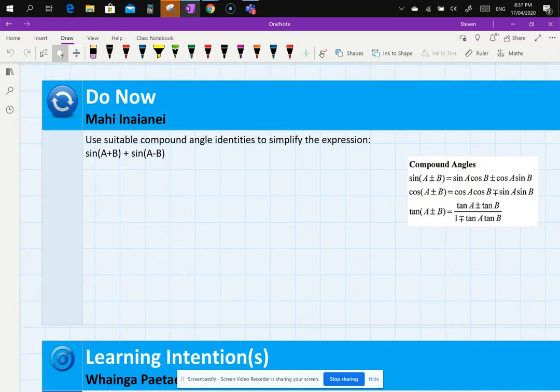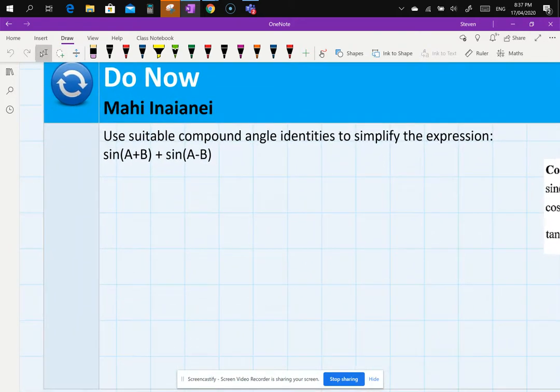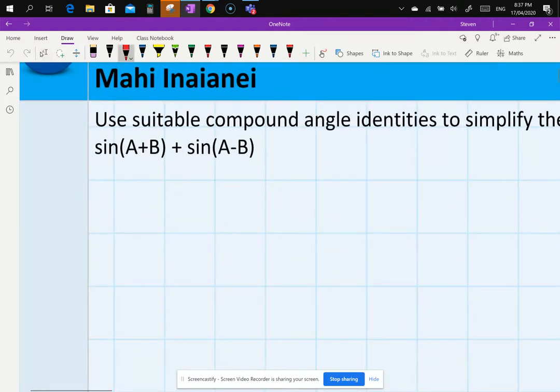We'll look up formulas from either a formula sheet or the back of a book, and we'll note that the sine of a plus b is sine a cos b plus cos a sine b, and the sine of a minus b is sine a cos b minus cos a sine b. So we're just going to apply those formulas and see what we can come up with. All right, so we substitute those in, and we will have this expression.